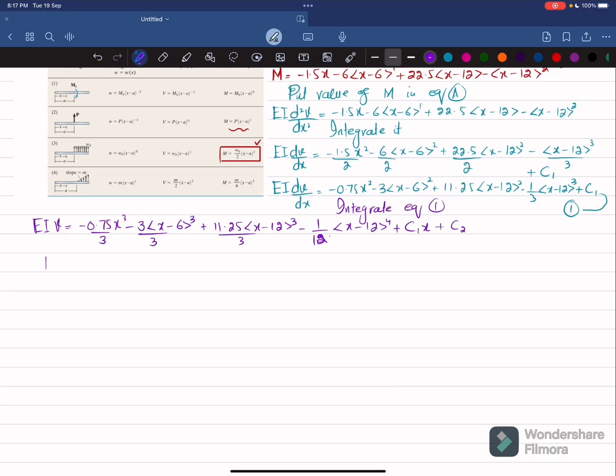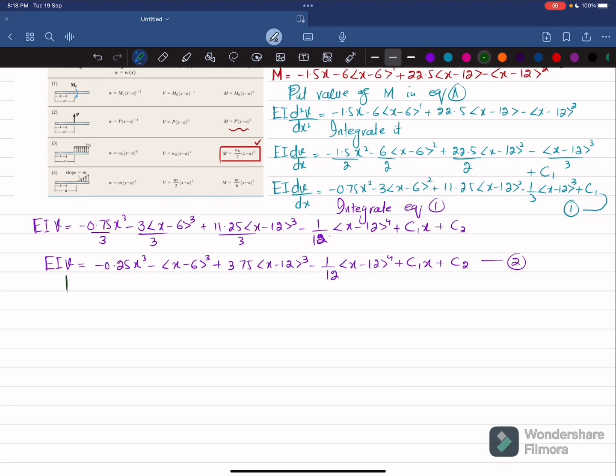So if you further simplify it, you will get EI into V equal to minus 0.25 X cube minus X minus 6 power 3 plus 3.75 into X minus 12 power 3 minus 1 over 12 into X minus 12 power 4 plus C1 X plus C2. That is, this is your equation number 2.